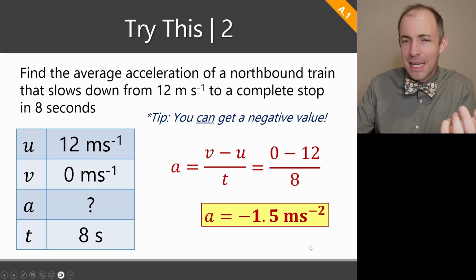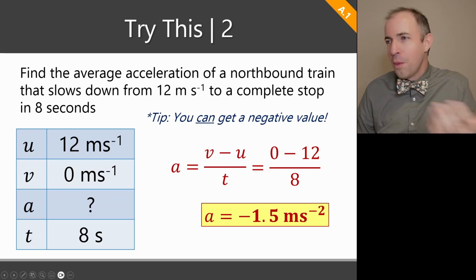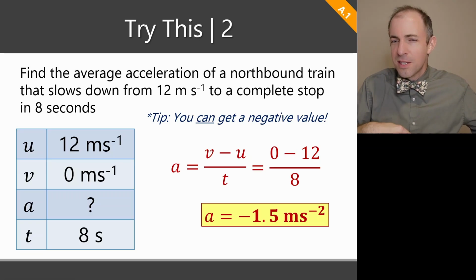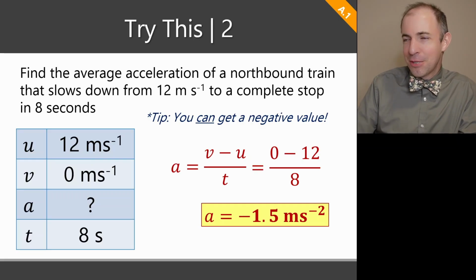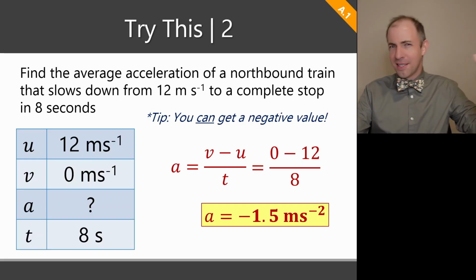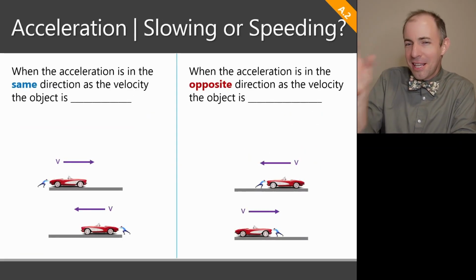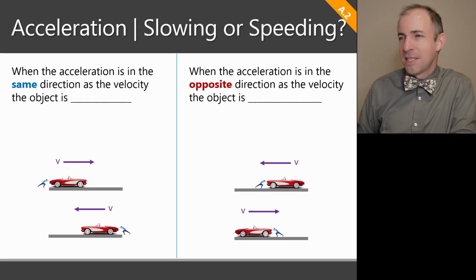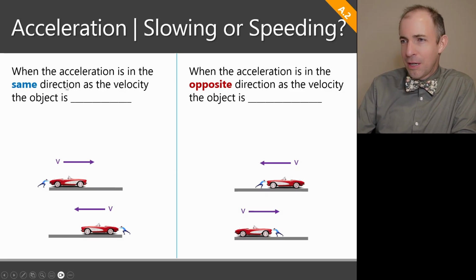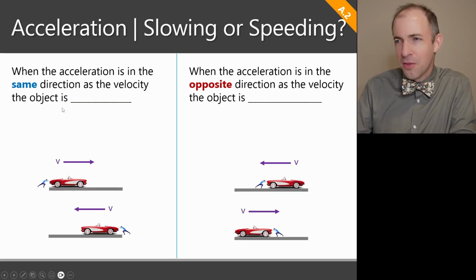So what does that negative mean? Well, in this case, you might look at it and say, well, the thing that's different is this one is slowing down and the other one was speeding up. That is partially true, but it's not an always kind of rule. So let's look at the official rule to know if something's speeding up or slowing down and what a negative is going to mean.